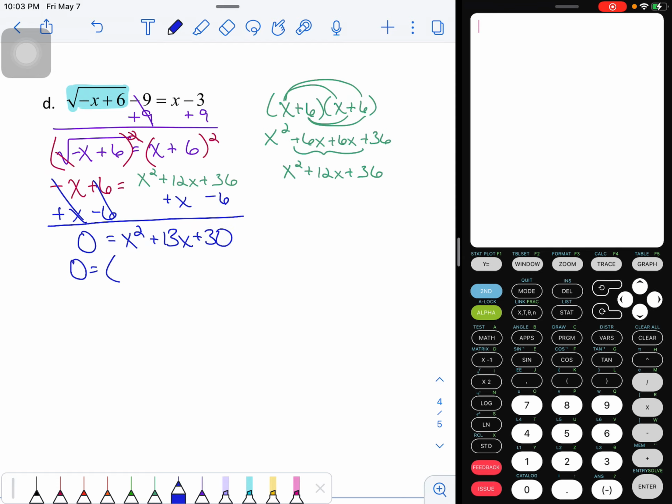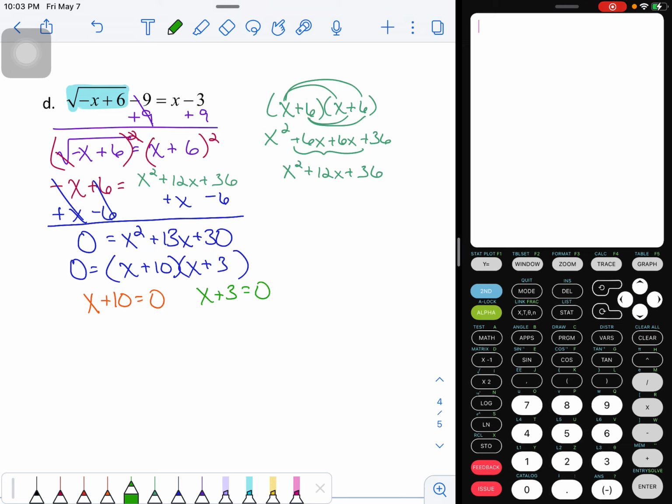That is factorable. So what multiplies to 30 and adds to 13? Well, positive 10 plus 3. Yep, good answers. I'm going to take each factor, set it equal to 0. Whoa, hold on. I put zeros in the wrong place for that problem.